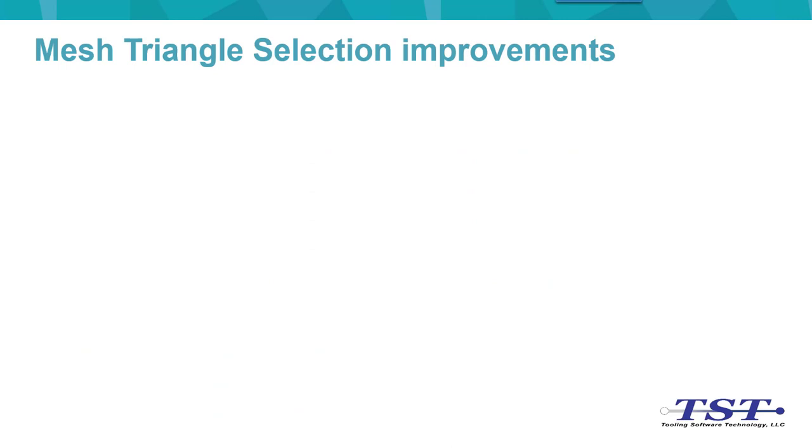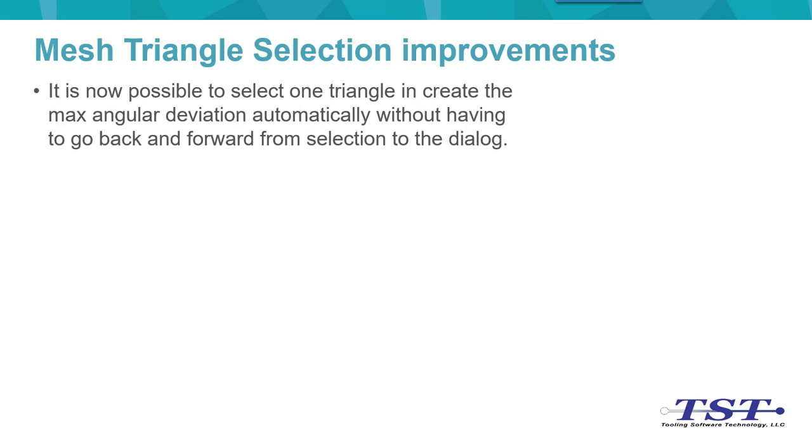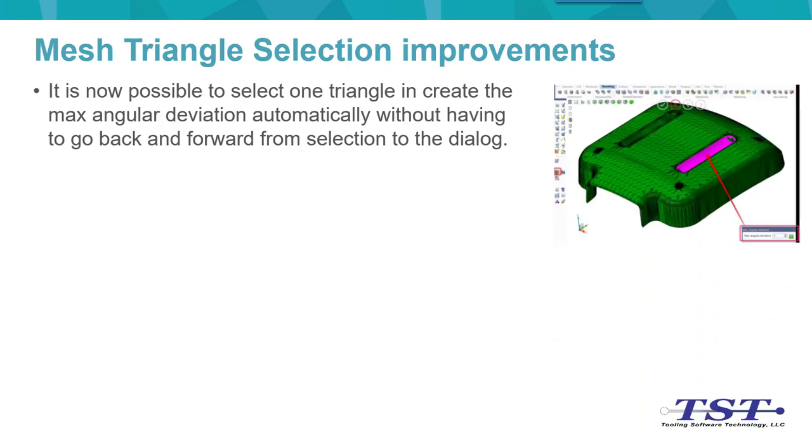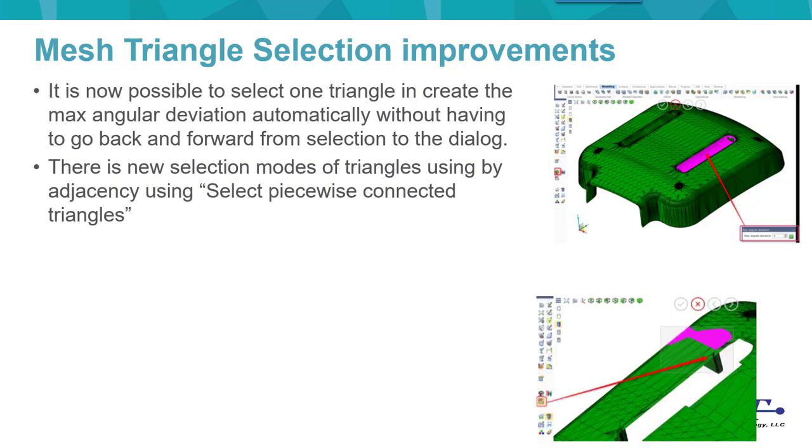With mesh selection or selecting triangles, we have some improvements as well. It is now possible to select a triangle and create the maximum deviation without having to go back and forward within that maximum deviation. So this allows you to toggle to increase and decrease the amount of triangles that it's possible to select without completely backing out of the command. So there's a new selection mode within the triangles using adjacent faces to select the piecewise as well.